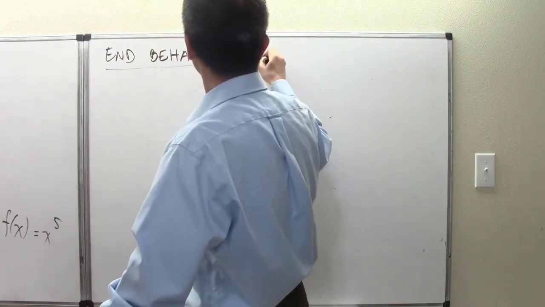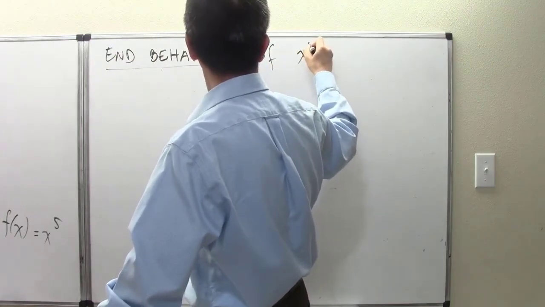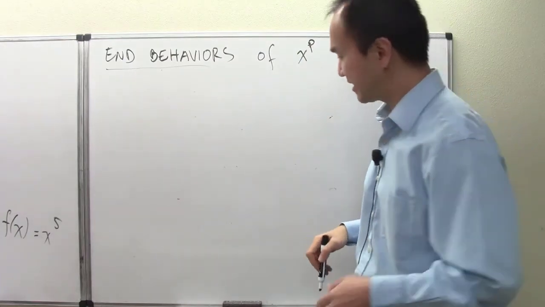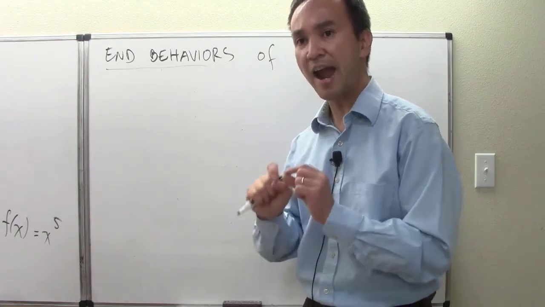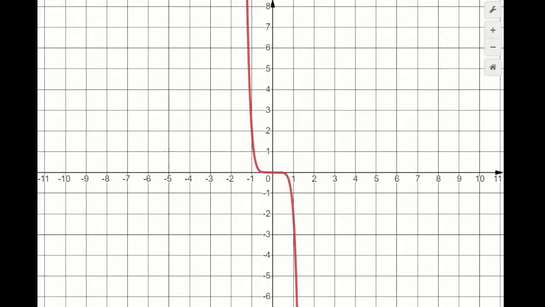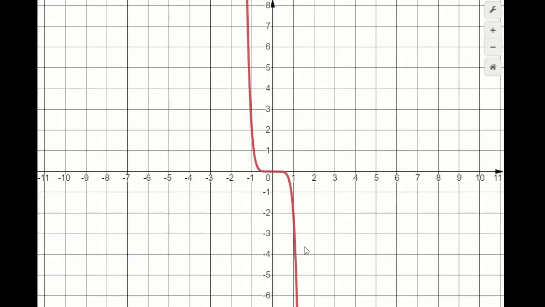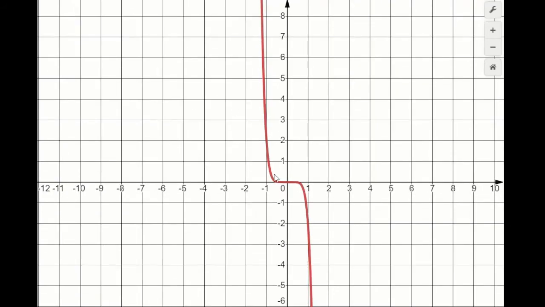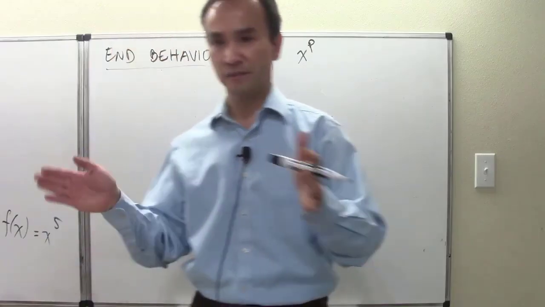Okay, of a power function x to the power p, and end behaviors. So what exactly does that mean by end behaviors? We want to study how a function behaves as we go to the right end, vertically. Is it vertically dropping as the function approaches the right end, or is it vertically rising as the function approaches the left end? That's what I meant by end behaviors.